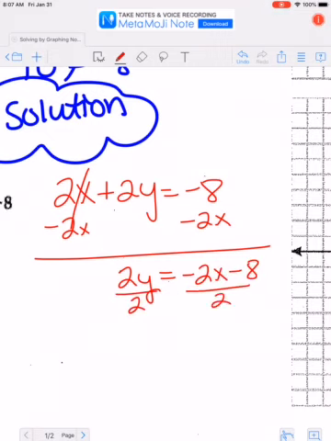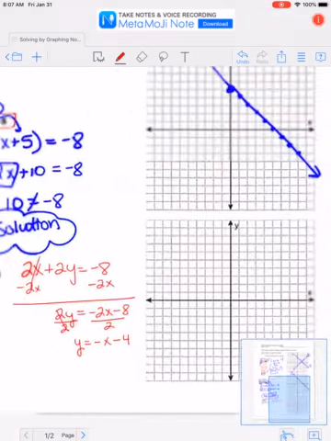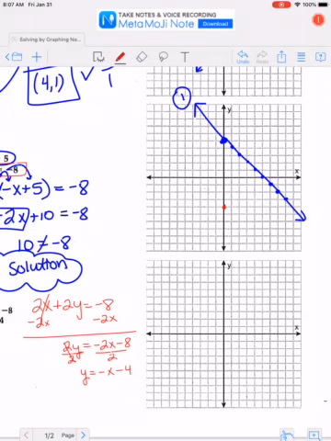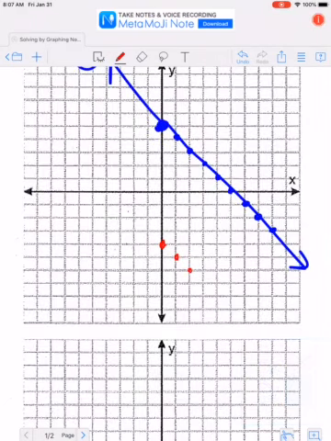Divide by 2. And you get y is equal to negative x minus 4. Okay, so then I have to plot that one. So my y-intercept is negative 4. I'm going to plot a point there. And my slope is negative 1 over 1. So I'm going to plot my points and make my line.